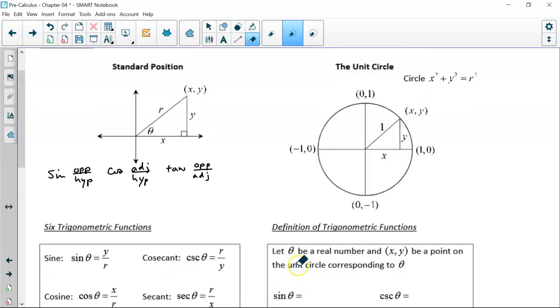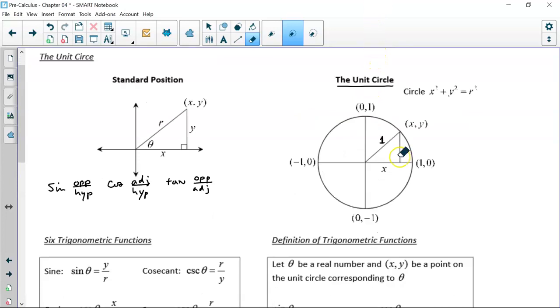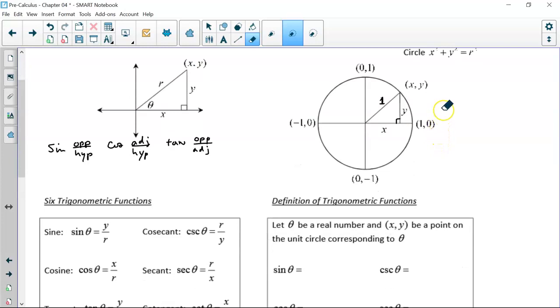Now, what we're going to be talking about is what's called the unit circle. The unit circle is when the circle has a radius of 1. That's why they call it the unit circle. It's 1 unit for the radius. Now, looking at our triangle there, on that unit circle, the sine is still going to be the opposite over the hypotenuse. So it's going to be y over 1, which is just y.